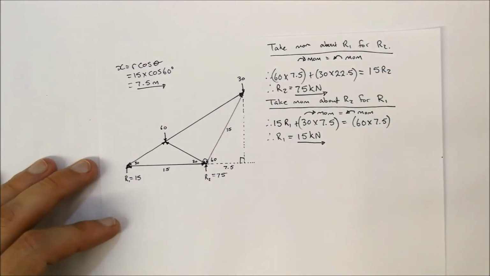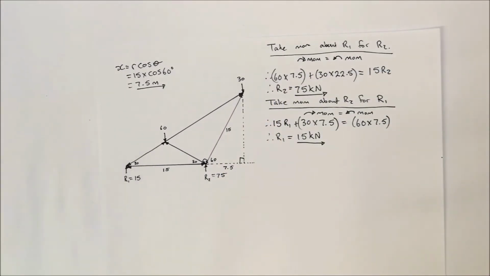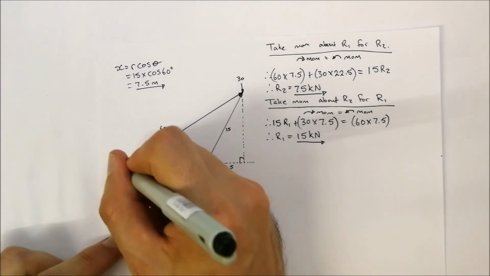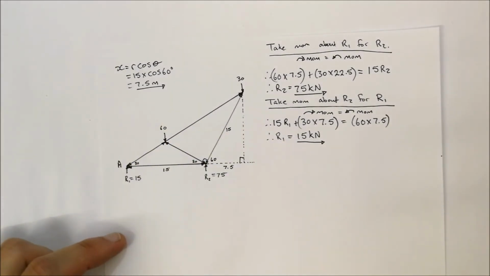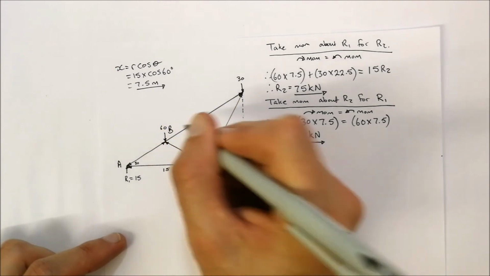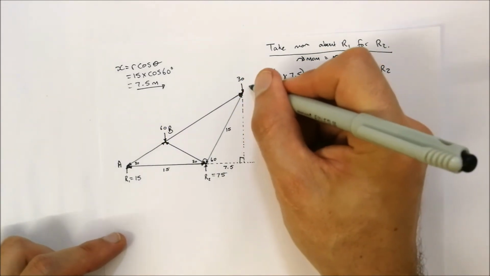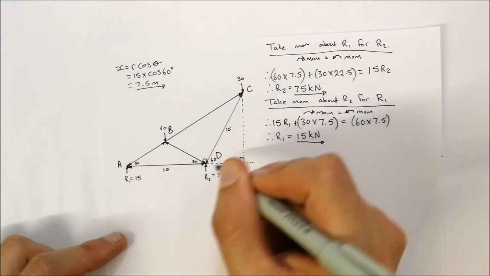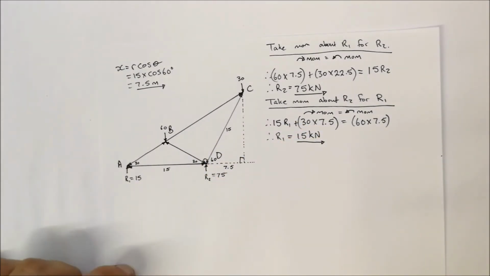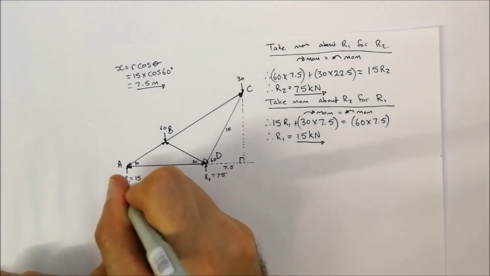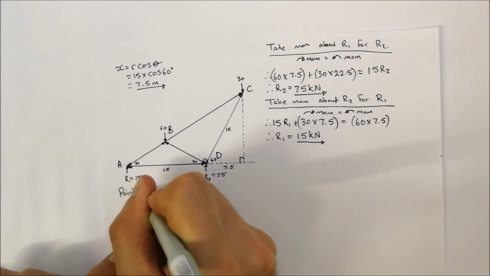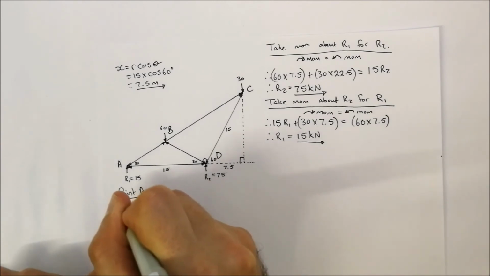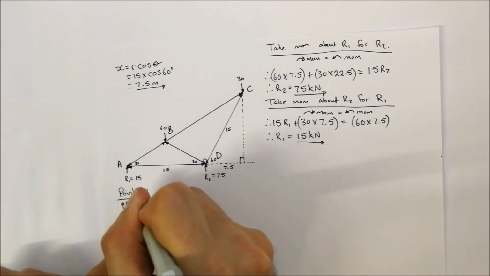Now I'm going to label what the different points are. I'm going to say that this is A, this is B, this is C, then this will be D. Right, and that's it. I'm going to start off with looking at point A. Okay, so upward forces is equal to downward forces.